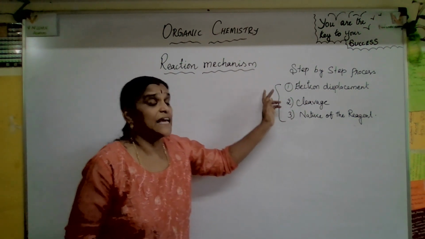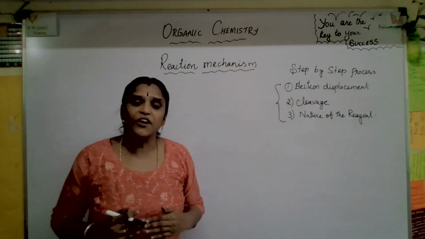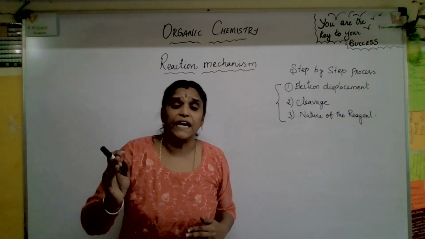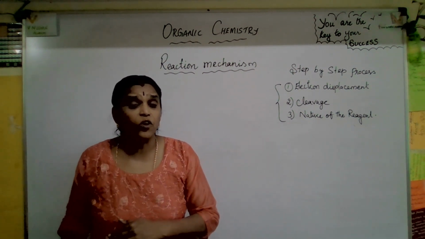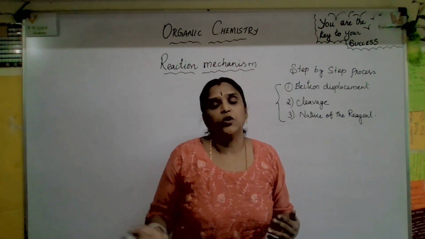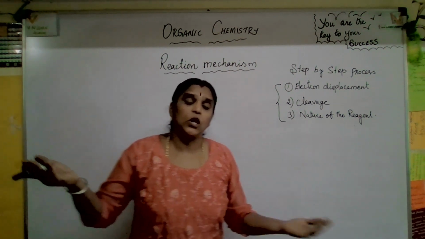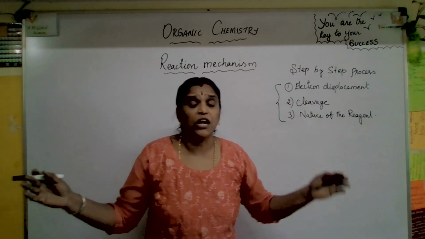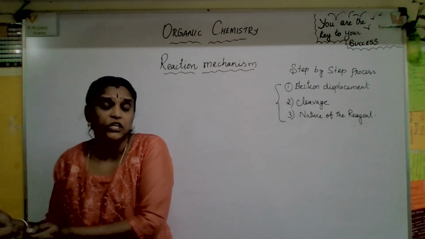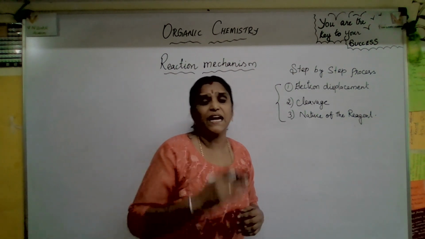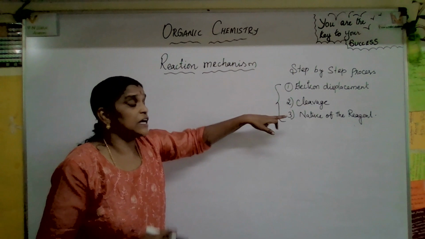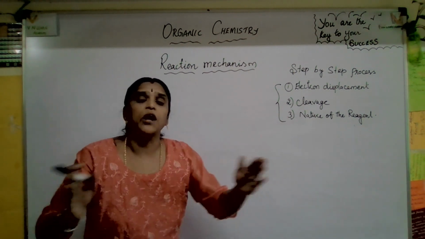First and foremost, electron displacement. Why are we talking about electron displacement? Here, electronegativity. Why do we talk about electronegativity? Due to the different electron densities. So higher electronegativity, lower electronegativity. In that way, electrons move, displacing from lower electronegativity to higher electronegativity. In that way, we talk about electron displacement. Definitely cleavage takes place, bond breaking.